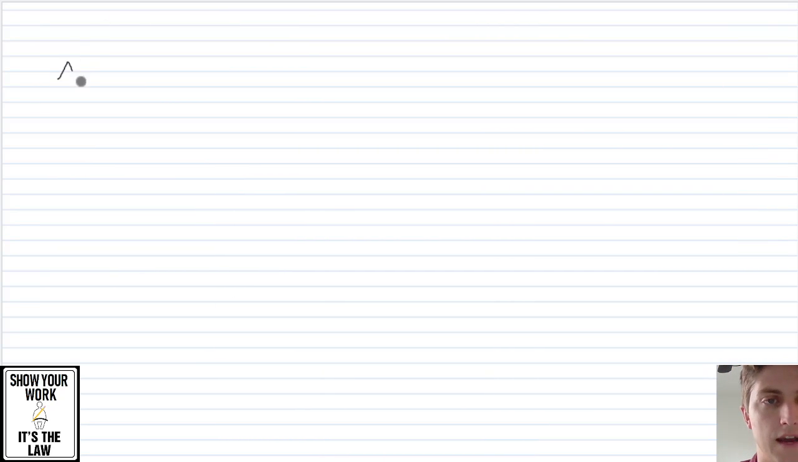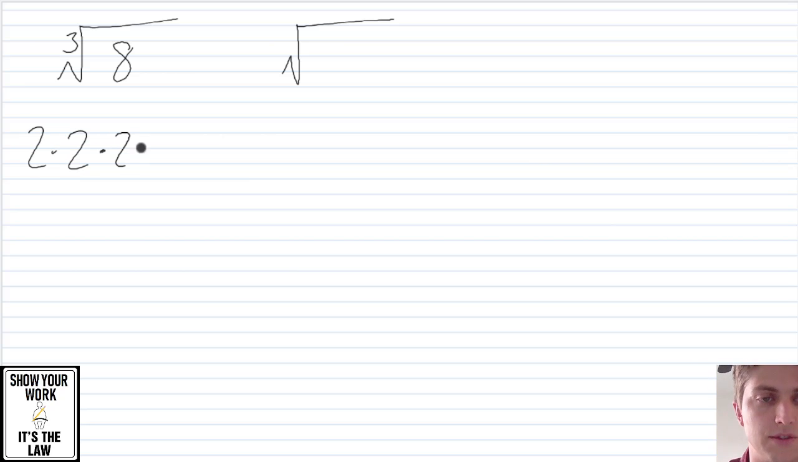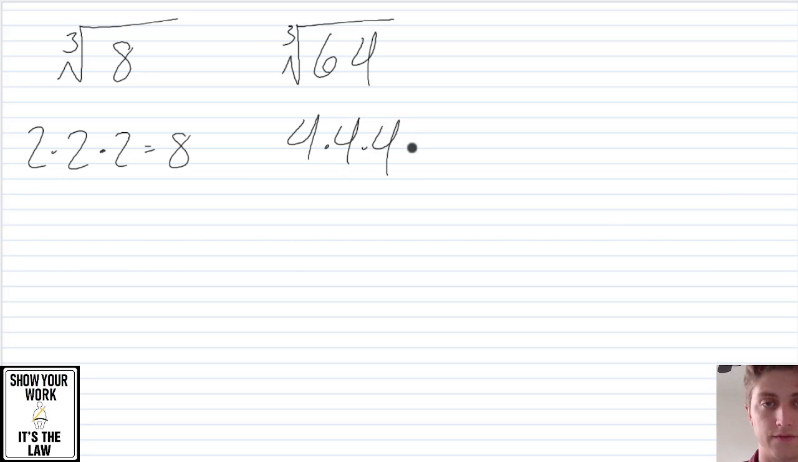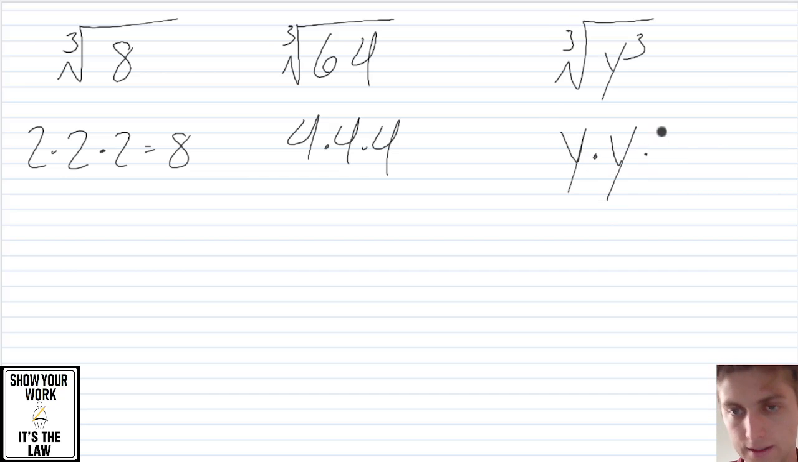For example, we could have the cube root indicated by a little 3 here, and it asks what number multiplied by itself 3 times equals 8. Well, I can tell you that's going to be 2 times 2 times 2 equals 8. And then another one we could have is 64. What number multiplied by itself 3 times equals 64? Well, that's going to be 4. 4 times 4 times 4 equals 64, okay? And then let's use a y cubed over here. What number multiplied by itself 3 times gives us y cubed? Y times y times y. Okay, simple enough, but things can get more complicated quick, so this is how we want to break it down.